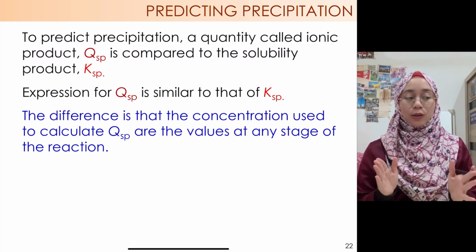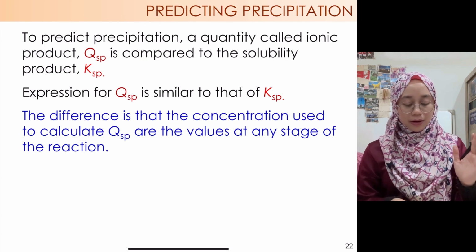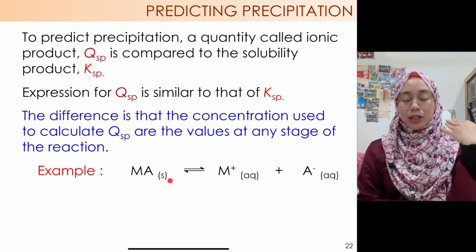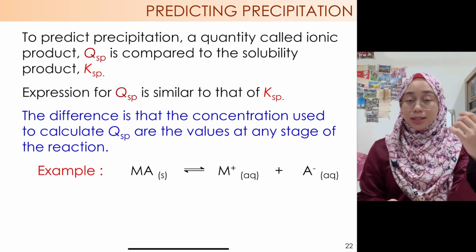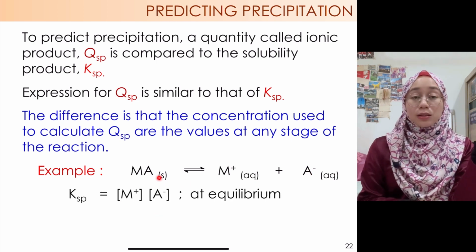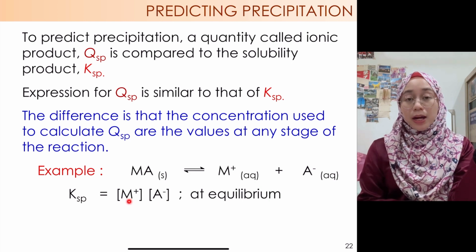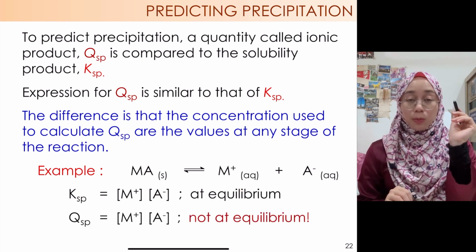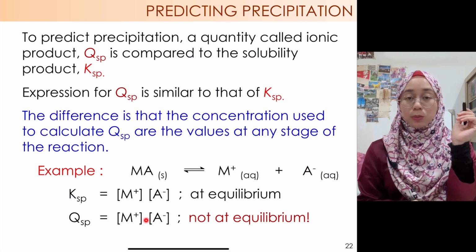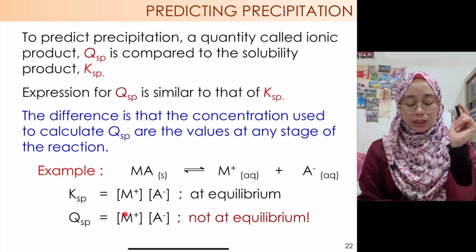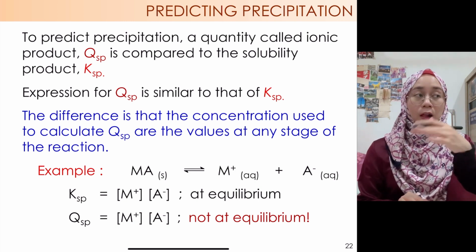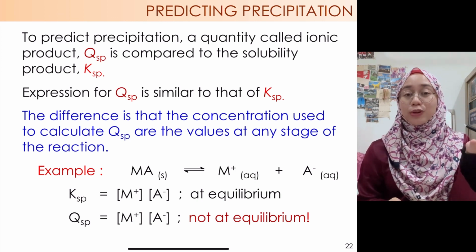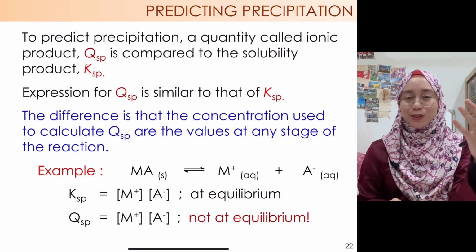Okay, so the value given to you, kalau yang dekat Q ni, it can be at any stage of the reaction. So for example, kalau kita ada salt MA kat sini, so bila dia dissociate dalam water, so kita akan dapat M plus dengan A minus. Okay, so kalau KSP, so this is how kita akan expresskan the KSP, right? Okay, and the concentration of the ions yang untuk kita kira KSP ni, it should be the one yang dekat equilibrium. However kalau QSP pula, the way we express the QSP is similar to the KSP. It's just that the value of the concentration given to you here might not be at equilibrium. So it might be at any other stages of the reaction. Okay, but it might also give you value yang dekat equilibrium. Tapi usually tak lah.